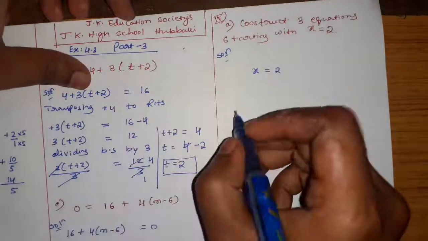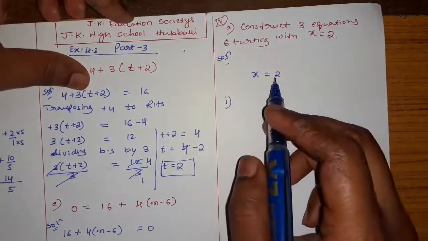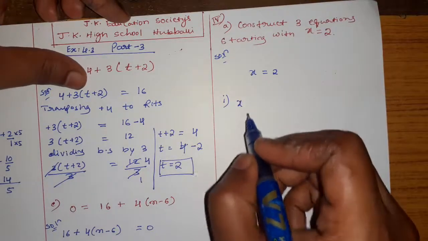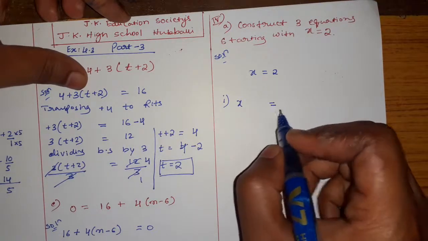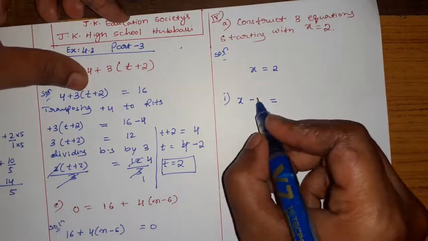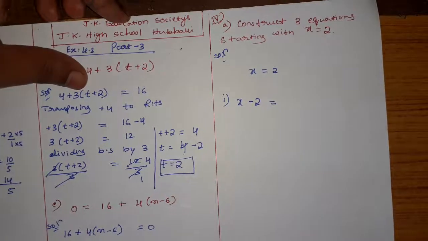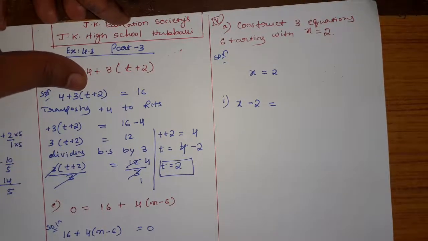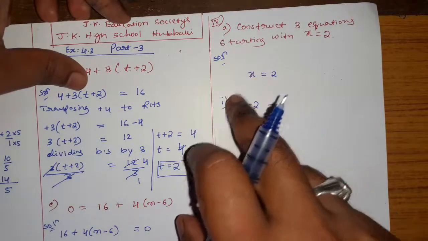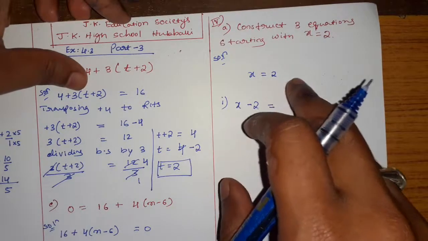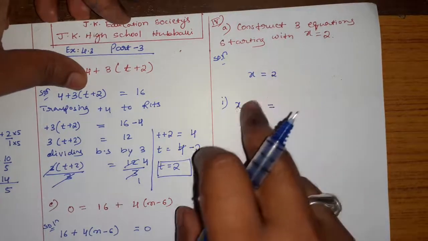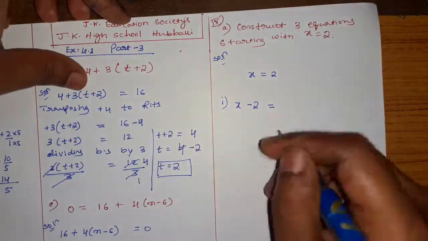Take the 2 from the RHS to the LHS. The first equation becomes: x, and equal sign stays. Taking 2 from the RHS to the LHS, the sign will become -2. Because I am moving only the RHS, I am not moving the LHS, therefore the LHS sign remains the same, and the RHS I am transposing from here to here, therefore its sign will become -2, and what remains in the RHS, 0.